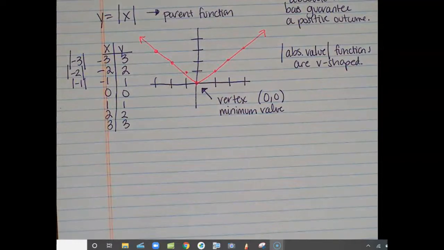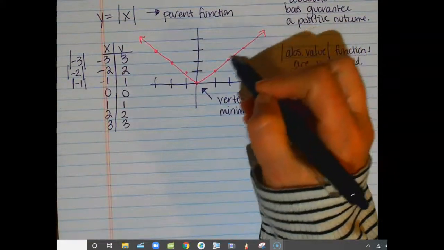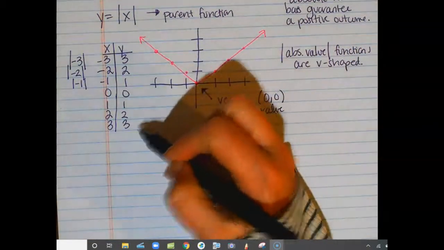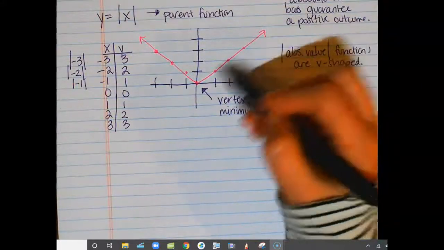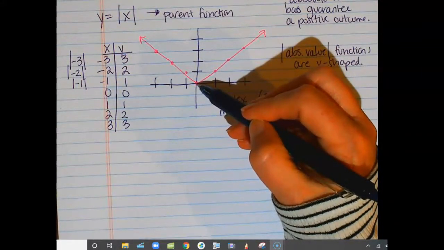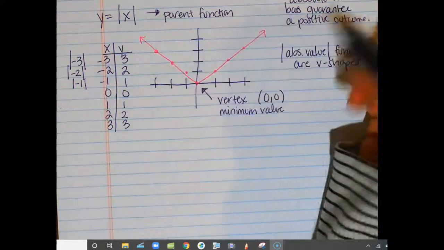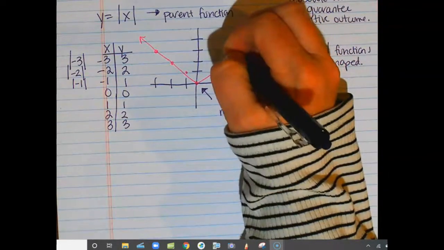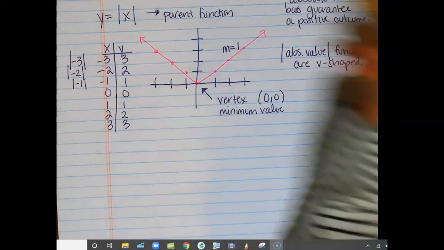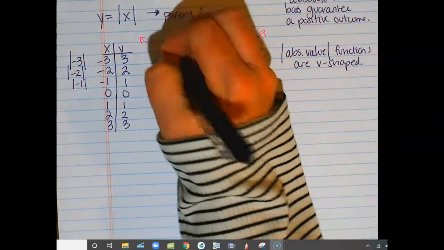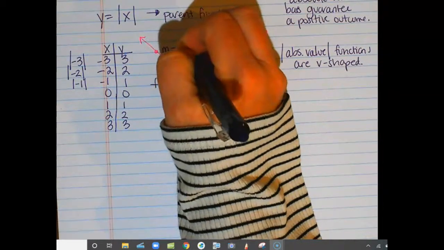I said before that absolute value is like a linear function. The difference is that since absolute value changes all the inputs into positive outputs, we actually have two different slopes. If this had just been y equals x, it would have been a straight line all the way through and not changed direction. But this is absolute value, so when it reached 0, it wasn't negative anymore and it started going up. So what's interesting about this is that on one side, this has a slope of positive 1, and on the left side, it has a slope of negative 1.